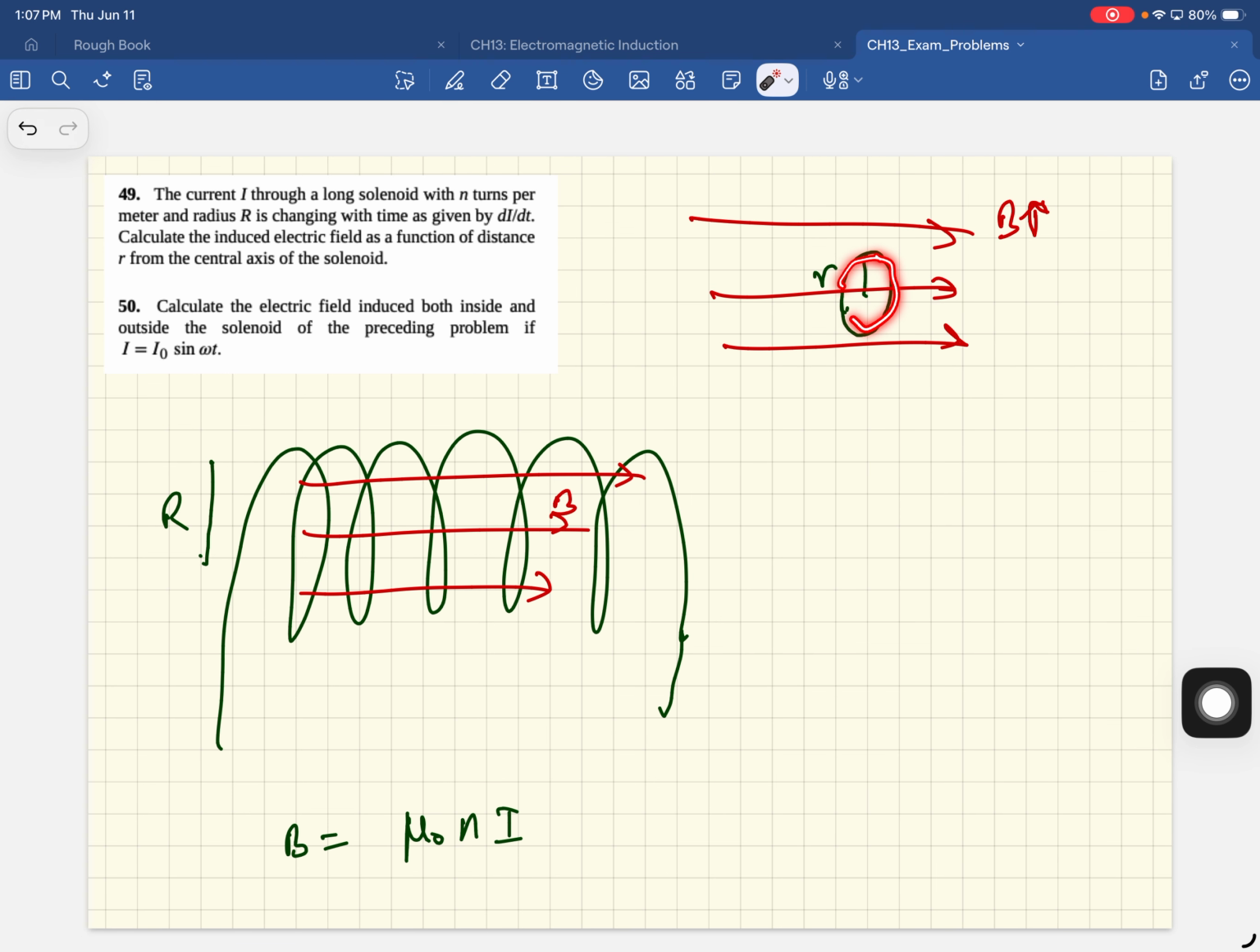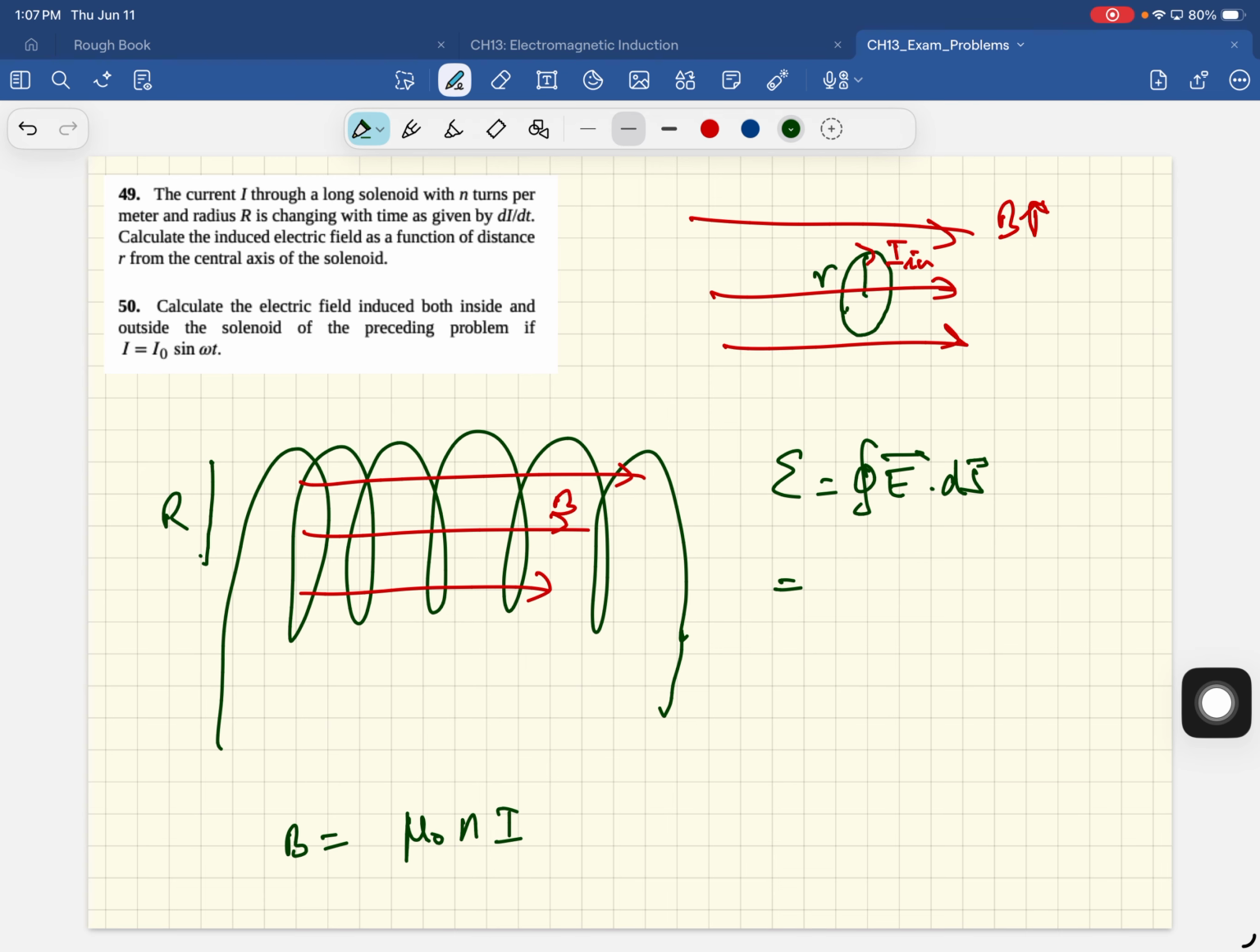Okay, so let me summarize this. Inside a solenoid, you're changing the magnetic field by changing the current. If you have a ring inside, the induced electric field in the ring increases with r as long as you're within the solenoid. Once you come out of the solenoid, the electric field induced at this radius decreases with 1/r. Everything else being the same.